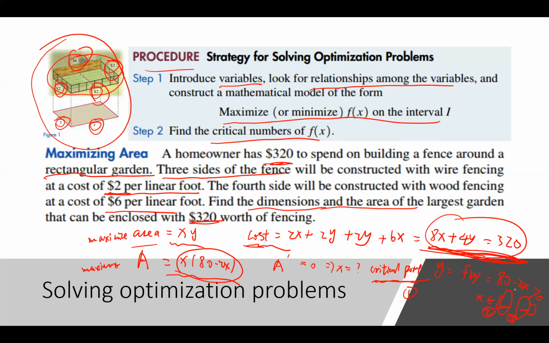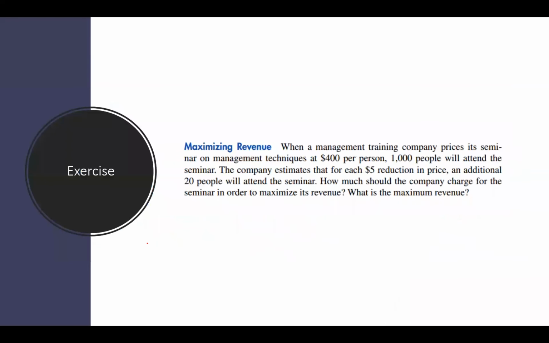Again, through this process, I hope you appreciate how we gradually move from the text information to variables and then gradually write down the subject of interest. In this case, it's the area and the cost. All right, so that's one example we can look at. Now let's look at one more example, which is maximizing the revenue.